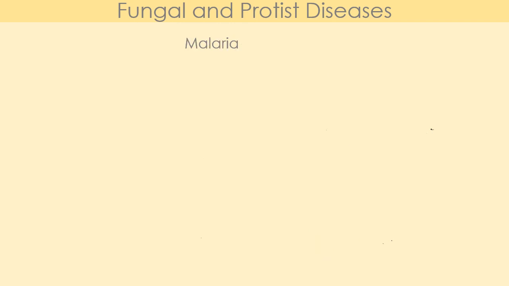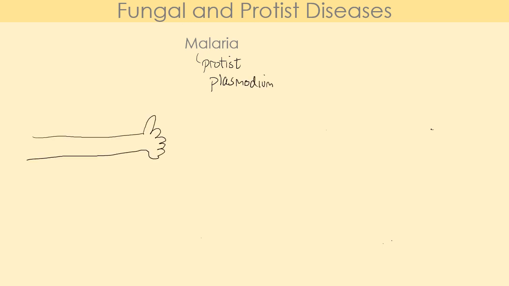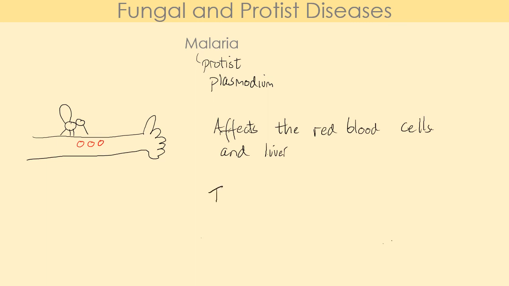We're now going to look at malaria. So malaria is a protist. It is spread by mosquitoes. It's the protist that causes malaria, and that is Plasmodium. So when a mosquito lands on a person and bites them, it can spread the Plasmodium into them, which affects the red blood cells and the liver. We can treat malaria with anti-malarial drugs, which disrupt the life cycle of the malarial parasite.